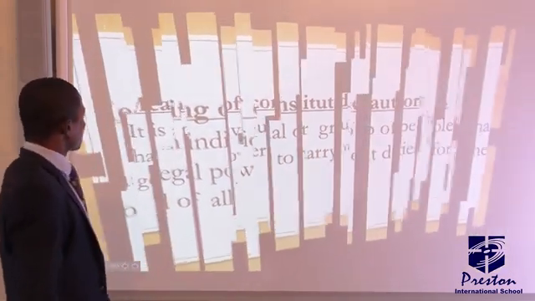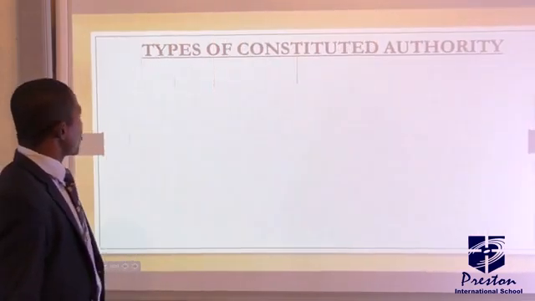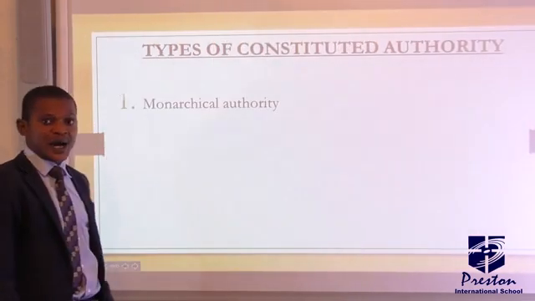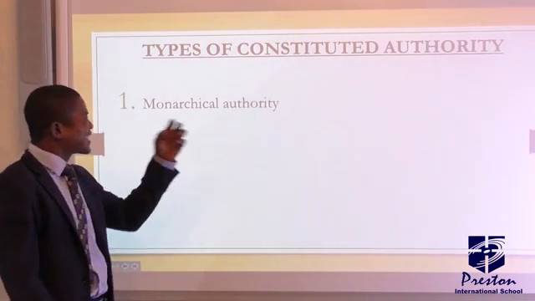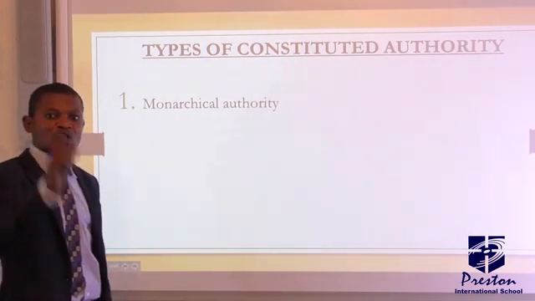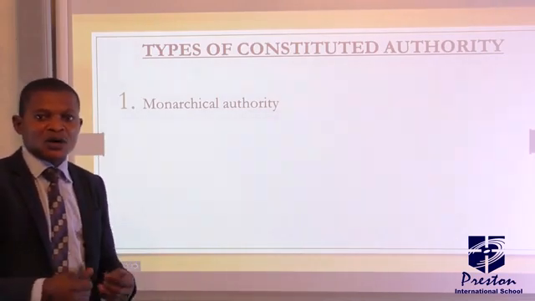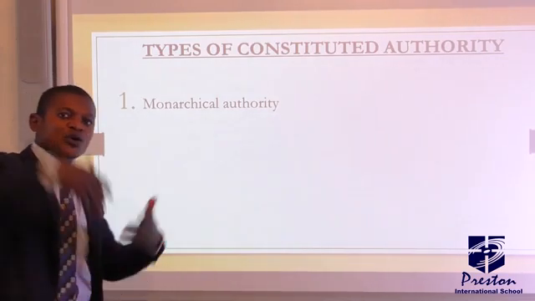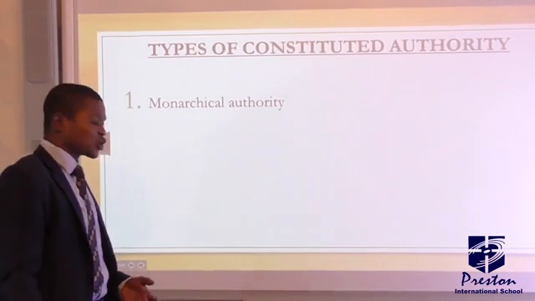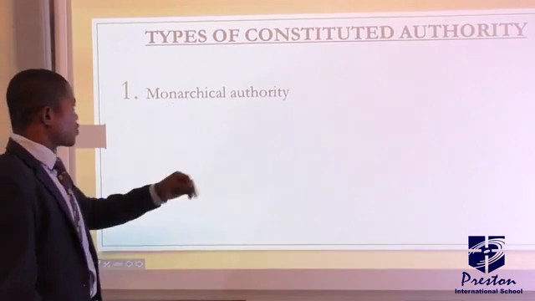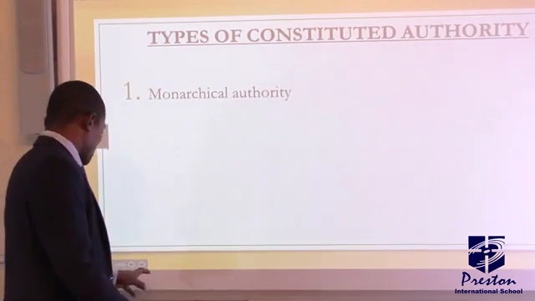Let's look at the types of constituted authority. Number one is the monarchical authority. Monarchical authority. This we are talking of the authority exercised by the royal fathers and the traditional rulers in particular. So this is the kind of authority that we call monarchical authority.